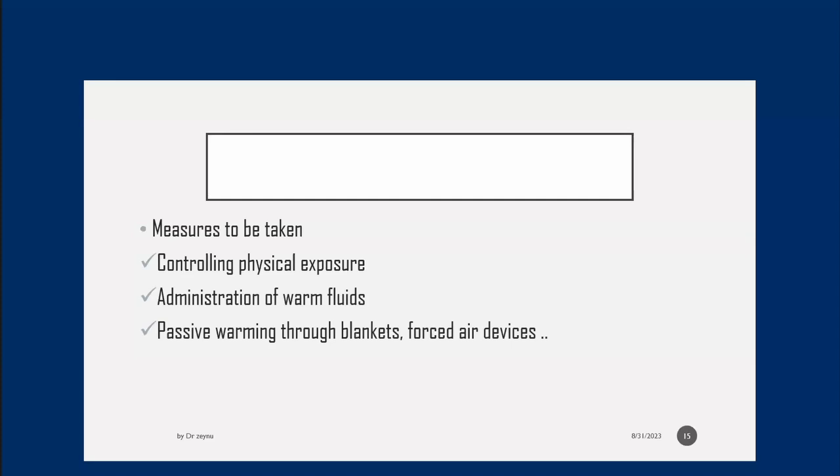And what measures should we take? We need to control physical exposure. We need to administer warm fluids, to the level of human body temperature or more, even up to 38 degrees centigrade. Warm fluid should be administered. And we need to provide passive warming through blankets, forced air devices, and a lot of other means.